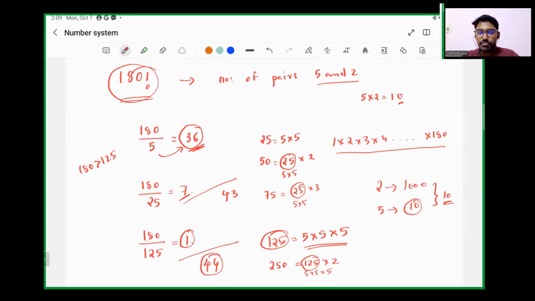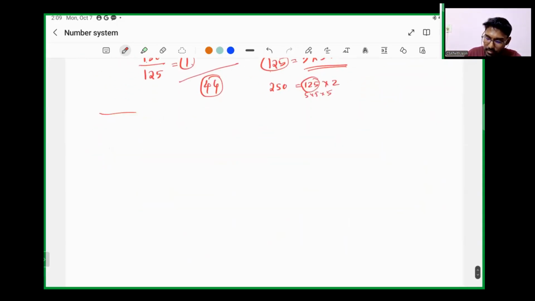So the answer here is 44. There are 44 fives, so there will be 44 pairs of 2 and 5. So there will be 44 zeros at the end of 180 factorial. This is how you need to find the number of zeros at the end. Now, similarly, this is a similar thing. Like if I ask you, let's say, 100 factorial.